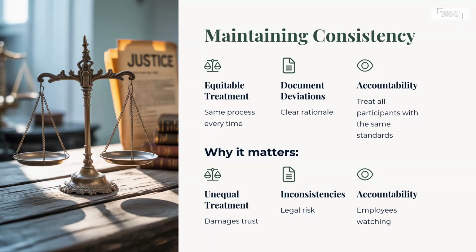Why this matters, as we've spoken about before, unequal treatment does damage trust. And so we want to be able to maintain trust in our process. Inconsistencies lead to legal risk. And so if an executive leader feels that they're being treated unfairly in a process, or if employees feel that the leader is being treated differently in the process, that can lead to legal risks about bias in the process or discrimination. And so we really want to be aware of that.